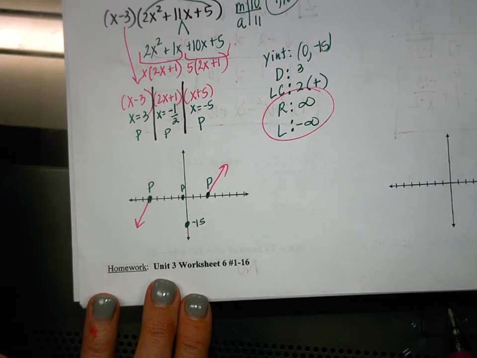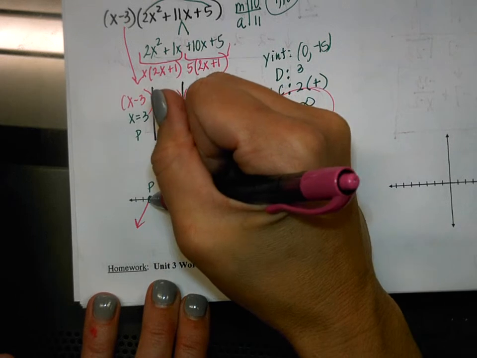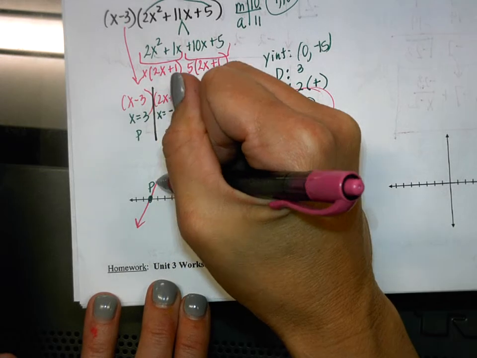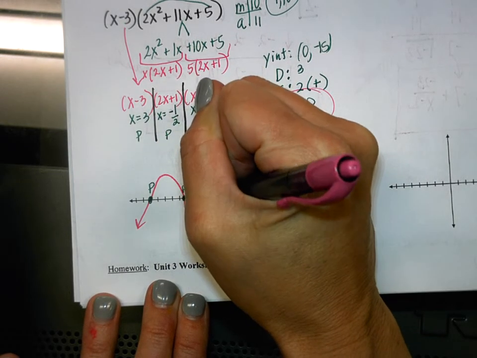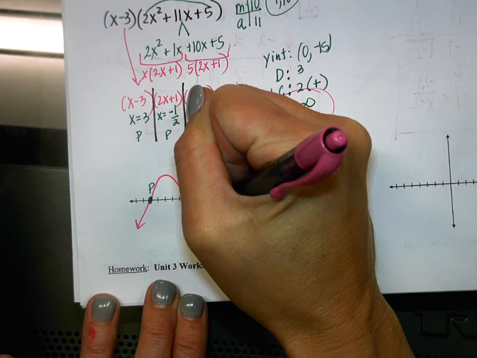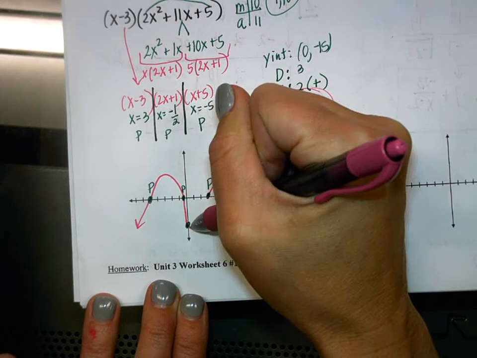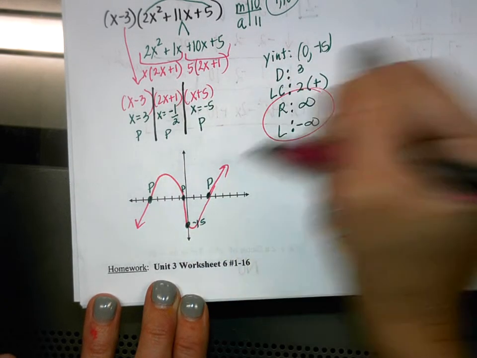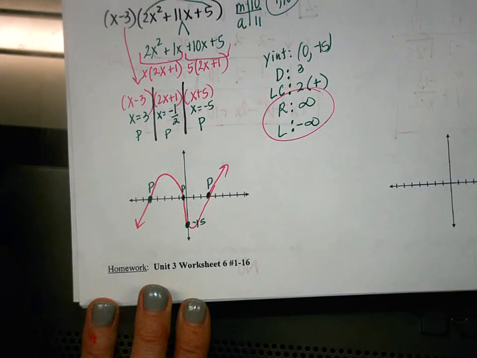So, it should be passing through. It turns around. It passes through. It's going to go down. It has to touch the y-intercept here. And then it's going to turn around, and it passes through, and it all connects.